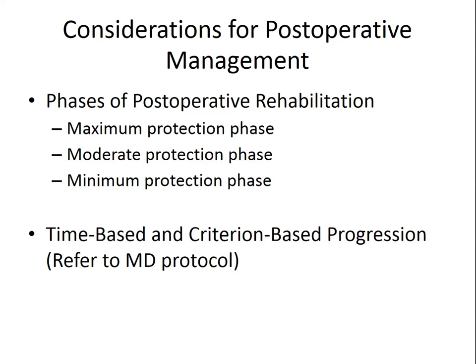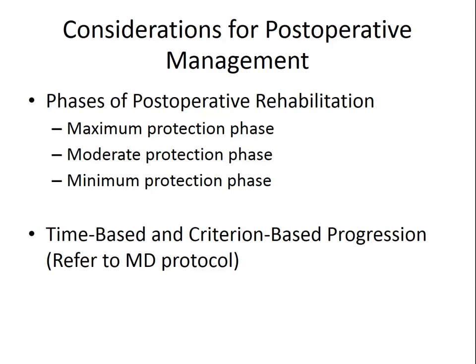Our moderate protection phase is that intermediate in-between phase, like our subacute phase or our controlled motion phase. Again, pain and inflammation should be decreased, so at this point we're working on increasing range of motion and increasing strength. Our minimum protection phase is similar to our chronic phase or our return to function phase, and at this point our patients are a little bit more advanced. They should have no range of motion restrictions. Their strength should be pretty good, at least a 4 out of 5, so at this point we're working on functional types of activities.